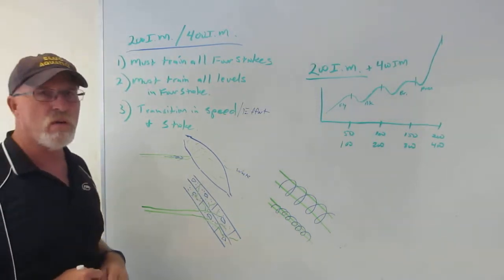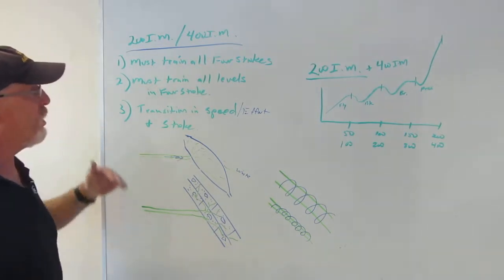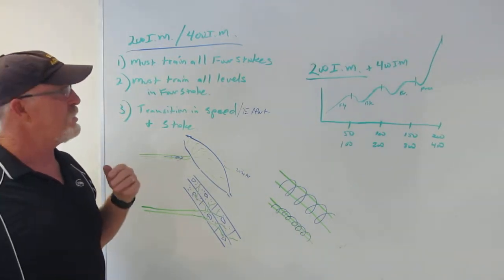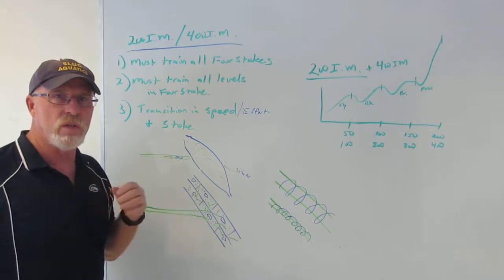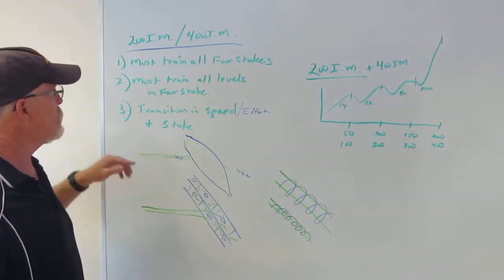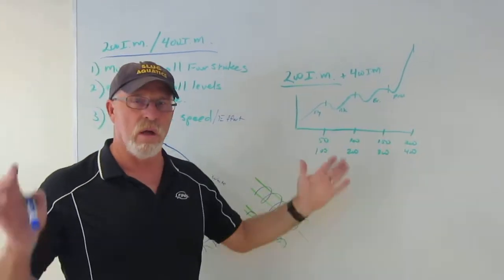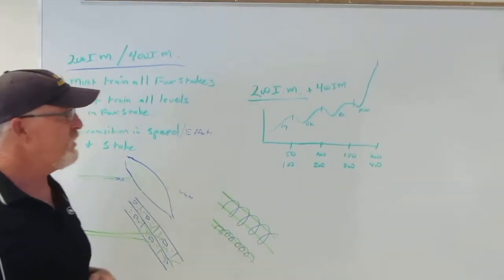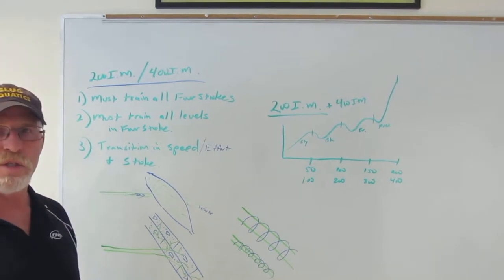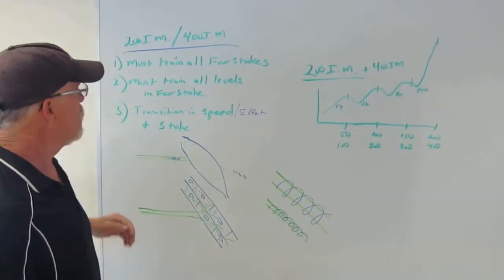First off, you must train all four strokes. It's vital that you are training all four strokes, and particularly my own philosophy is you need to train your weakest stroke the most. Just my own philosophy, breaststroke is the longest part of the event, and so I think it's wise to spend a little bit more time on breaststroke.